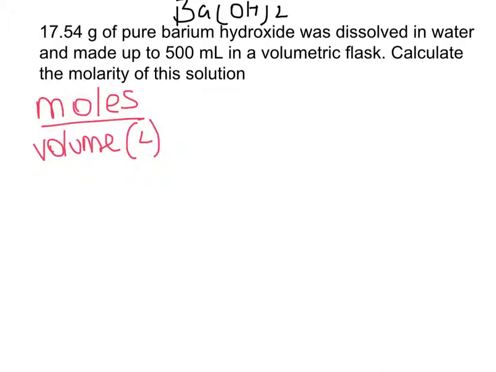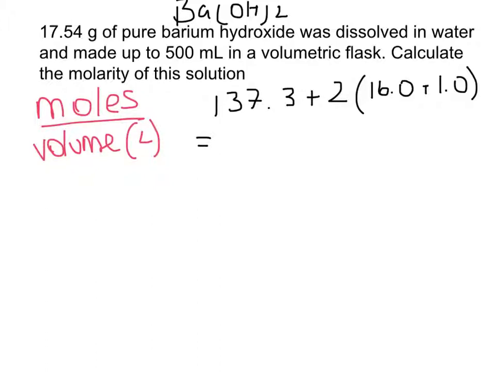So when we calculate the molar mass, our barium is 137.3, and we want to add 2 hydroxides, and inside hydroxide we have 1 oxygen at 16, and we have 1 hydrogen at 1. So when we plug this into our calculator, we'll get a molar mass of 171.3 grams per mole.